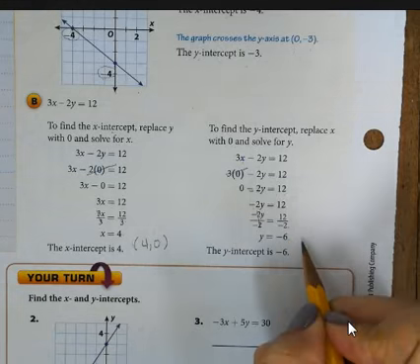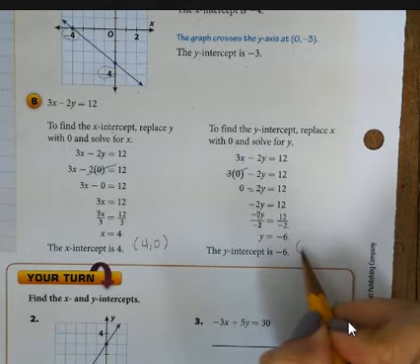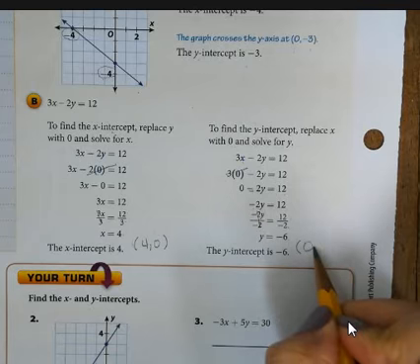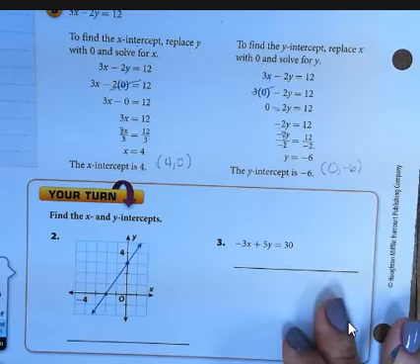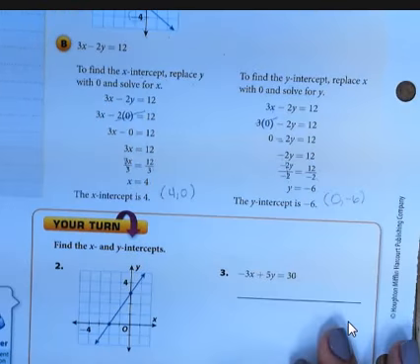Okay, I want you to try the your turn question on this page on your own. Remember, you're just looking at these two points, and I'll give you a clue: in order to find your x-intercept, you're going to make your y equal to 0.